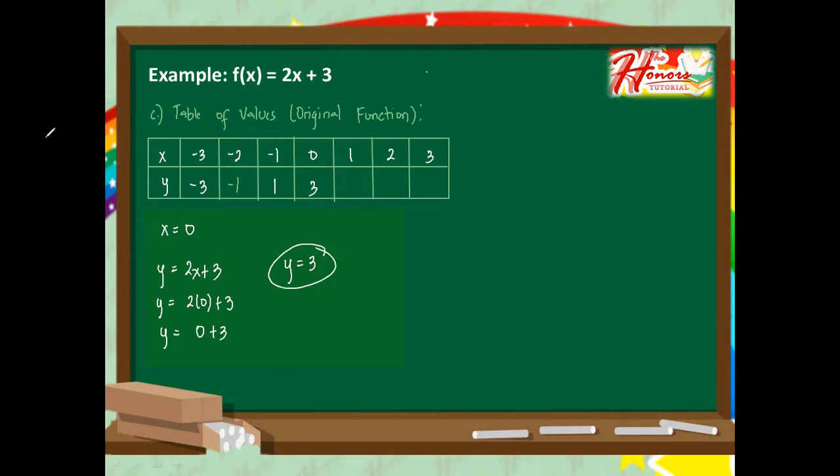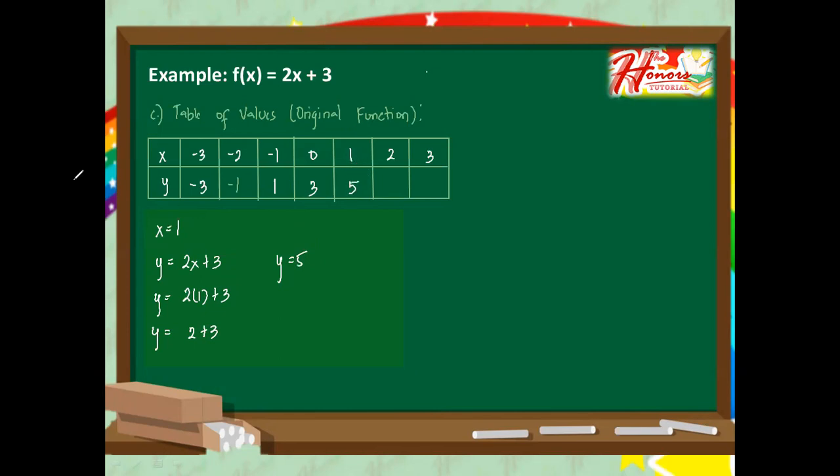Let's continue solving. Let me just erase this part. Let's have the value of y when x is equal to 1. Original function is y equals 2x plus 3. So that's y equals 2 times the value of x, that's 1 plus 3. So y equals 2 times 1, that's 2 plus 3. So y is equal to 5. When x is equal to 1, y is equal to 5.